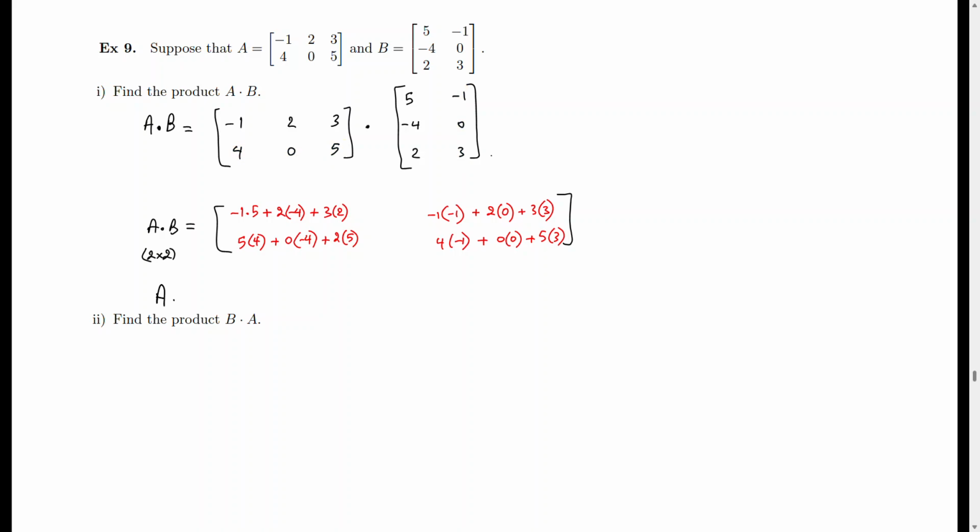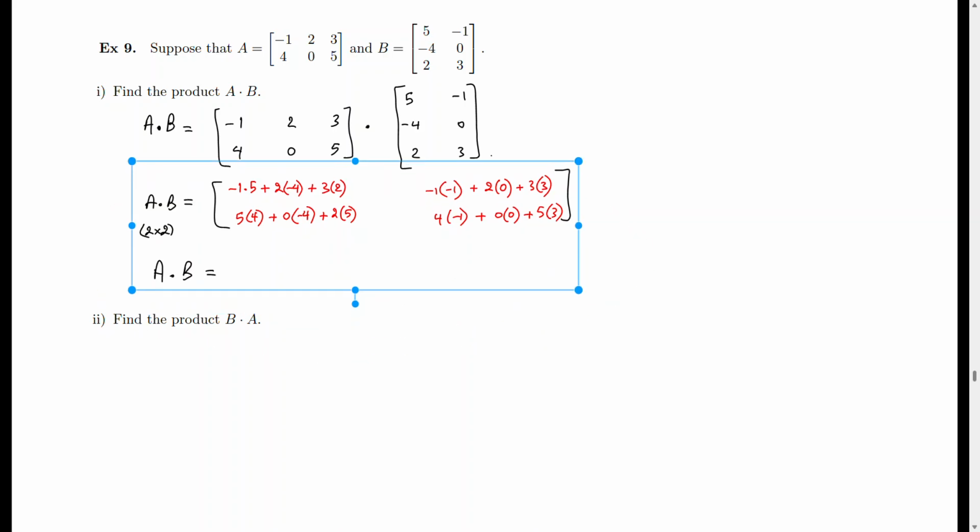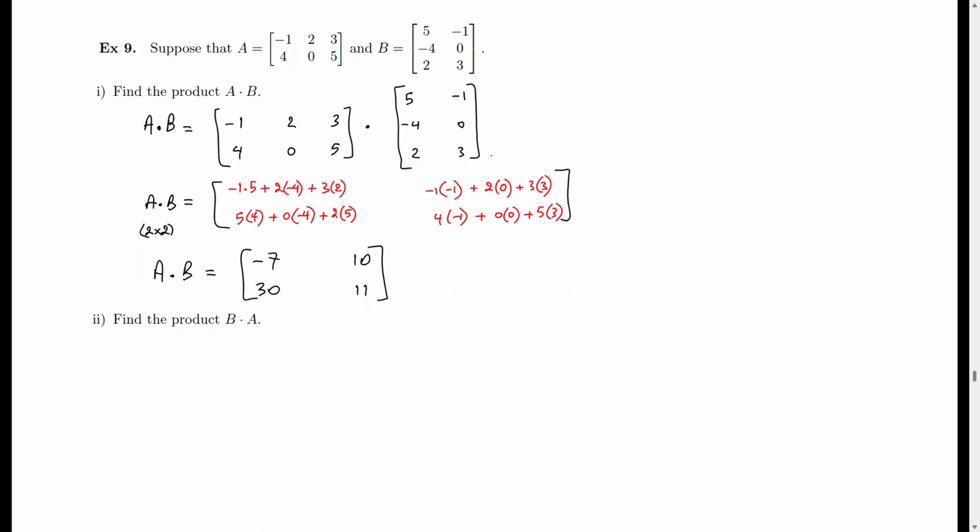So what is the product of A times B going to be? Let me shift some things around so we can have some space to put everything in. And the answer is negative 7, 10, 30, and 11. So as you can see, this is a 2 by 2 matrix, and that's it. So let's confirm that this is the solution by putting all the numbers into our TI calculator and seeing if we get the same result as well.